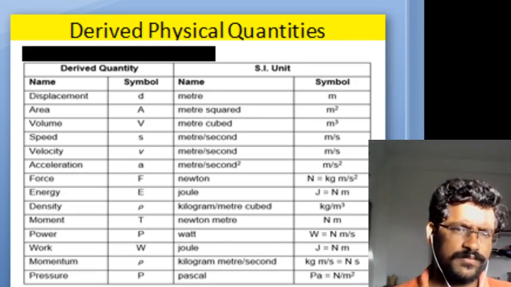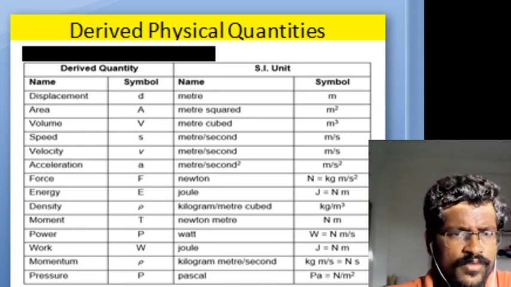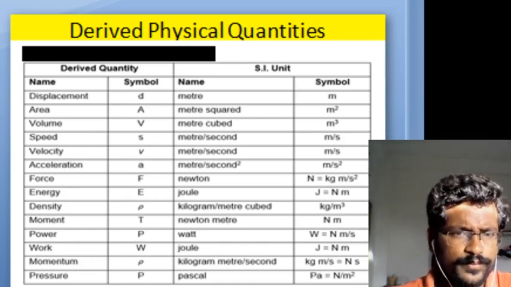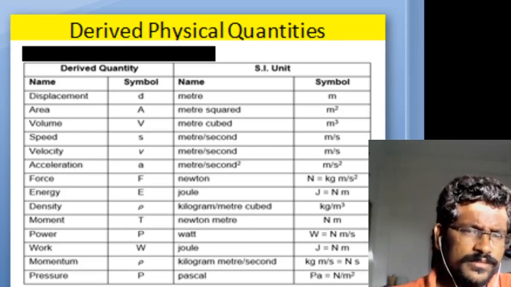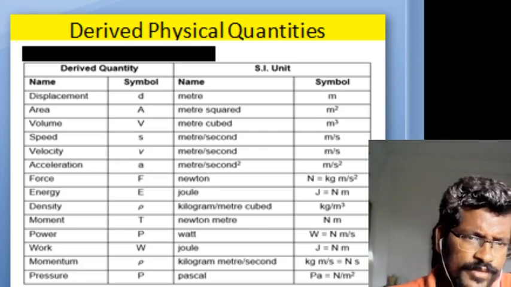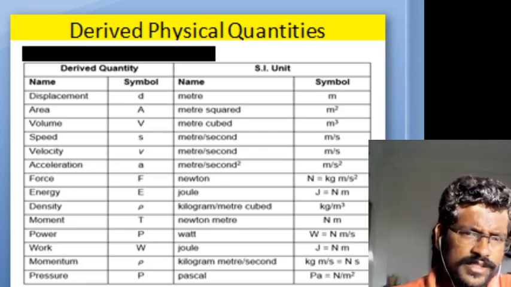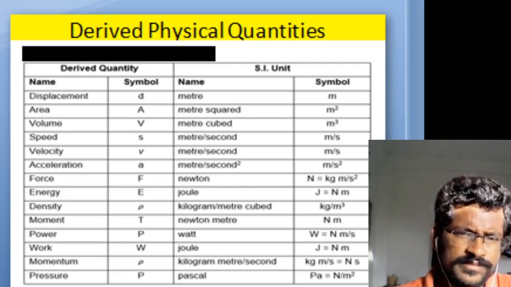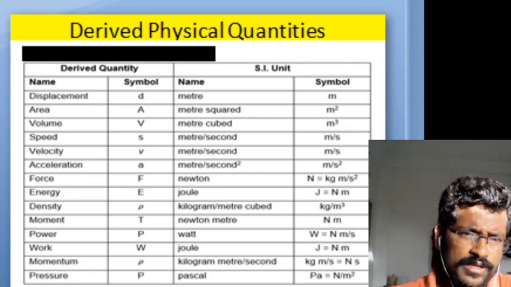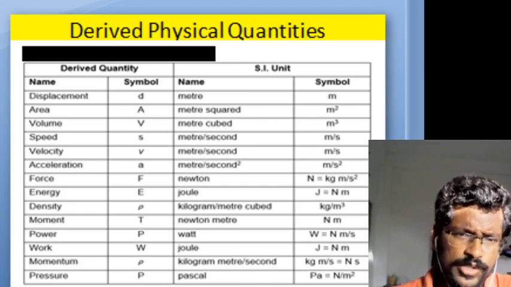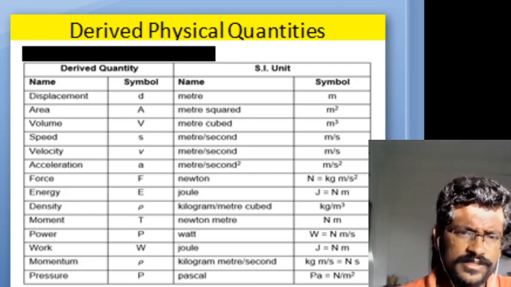Now we are going to discuss force. Force is denoted by capital F. It is defined as the product of mass into acceleration of a body. The unit of mass is kg and acceleration is meter per second square, so the SI unit for force is kg meter per second square. This is denoted by newton. Totally, the SI unit of force is newton. The CGS unit of force is dyne. 1 newton equals 10 power 5 dynes.